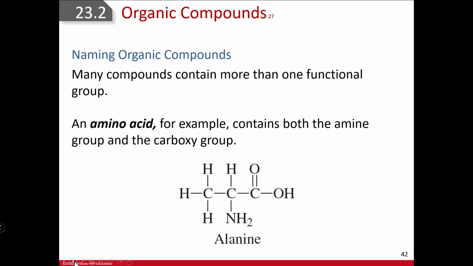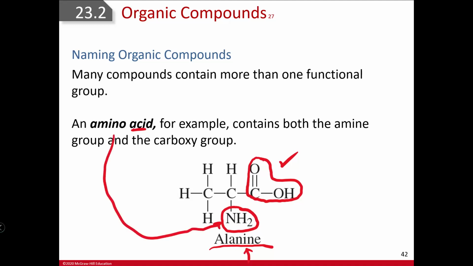All right, it says many compounds contain more than 1 functional group. So we have an amino acid. Here you see the carboxyl group, and here you see the amine. Here's the common name, alanine. So that's an amino acid. Again, this amine gives it away, right? And then the acid part, this is a carboxylic acid. This is a carboxyl group, which makes this a carboxylic acid. So we've got the amine group here, and we've got the group here that makes it an acid.